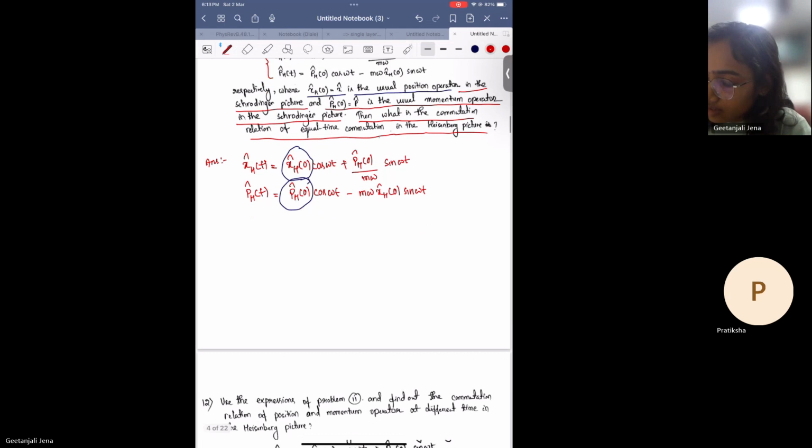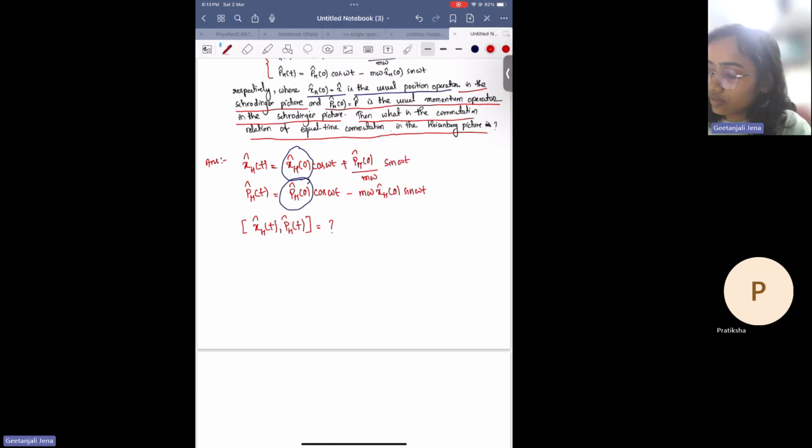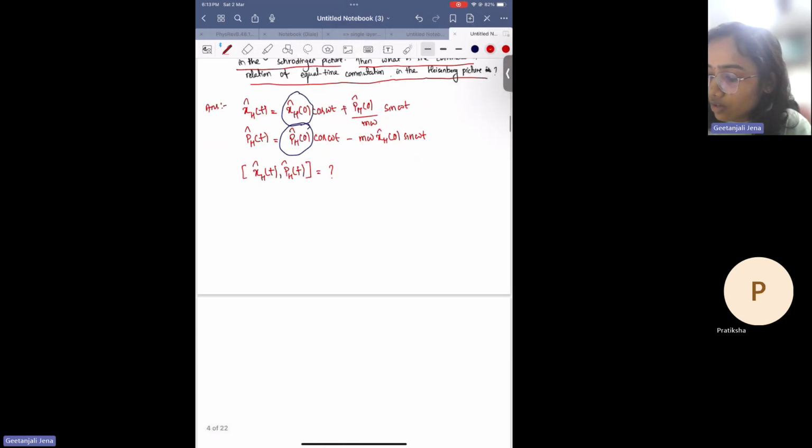So that means what is the value of this commutation relation when the time is the same. It's not given, it is asking what this will be. So let's solve. You can see the first term, the position, as well as the momentum terms. Just put the expressions in the commutation relation.